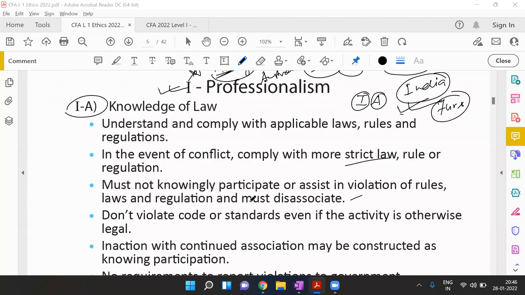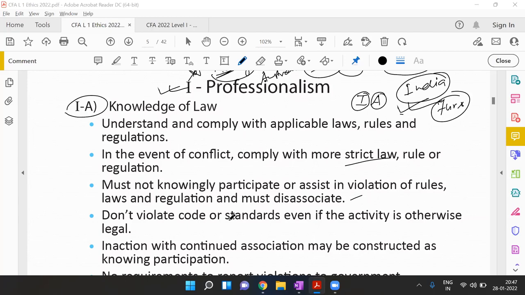Third point, what I said, must not knowingly participate or assist in violation. Okay, you know that any violation is happening, right? So if you know some violation is happening, although you are not doing any violation, that does not mean that you will do nothing. What should you do? You should disassociate yourself. Separate yourself from that department, from that organization. You should take some action. Maybe you can report all these activities to your supervisor, but you did nothing. That is also a violation.